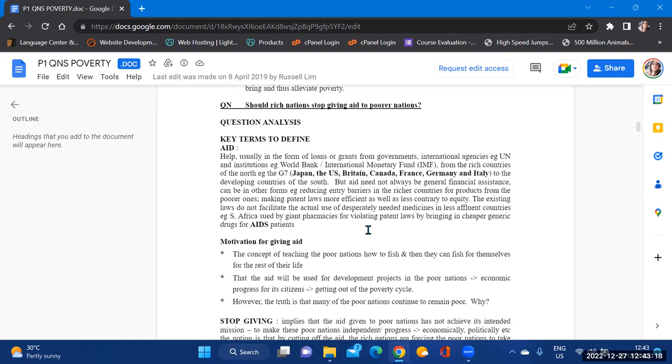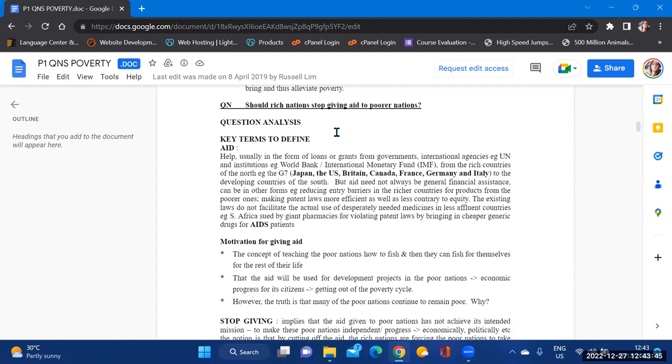Should rich nations stop giving aid to poorer nations? Question analysis, key terms to define. Aid is help, usually in the form of loans or grants from governments, international agencies, for example the United Nations, and institutions like the World Bank and International Monetary Fund, from the rich countries of the North to the developing countries of the South.